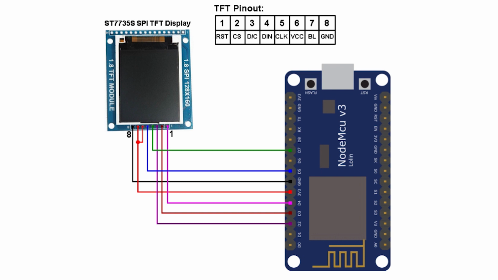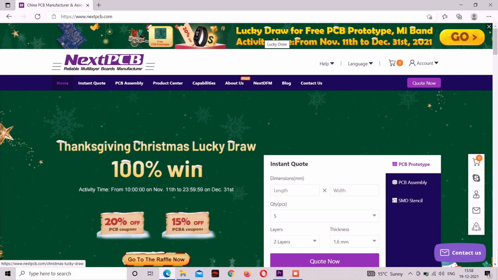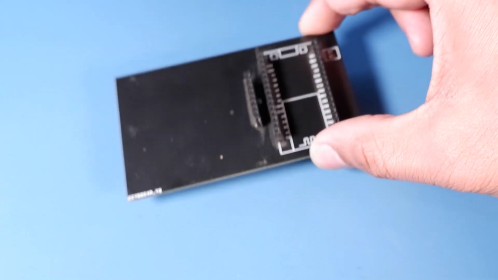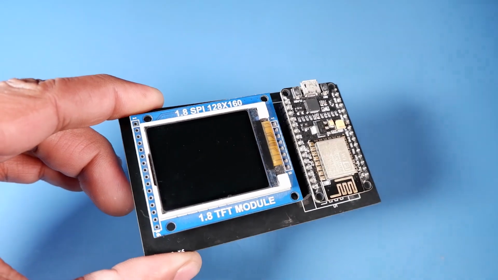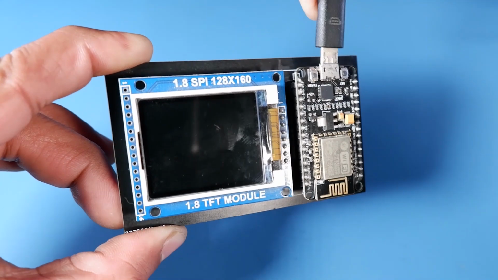And after uploading the code, you can just refer to my shown schematics and connect everything according to it. Or you can download my Gerber from description, and you can use my Gerber to order free PCBs from NextPCB website. And after getting your PCBs, you can connect everything together and then you can power the board.